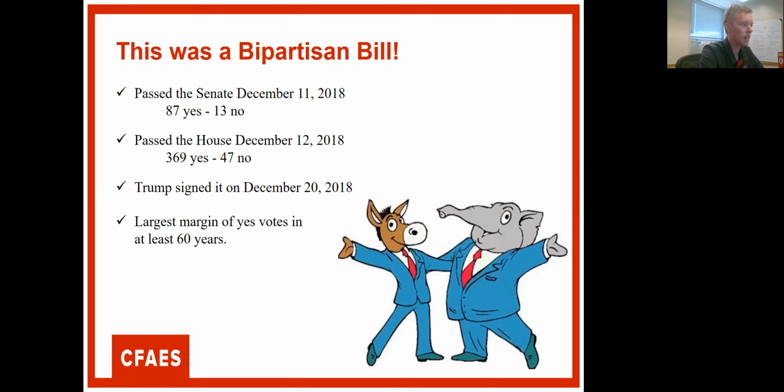But the final bill, once it came out of conference committee, was passed again by both chambers, by some pretty historic margins. In fact, the yes vote margin in both the Senate and the House was one of the largest we've ever had, and largest as far as I could go back. And then President Trump signed this bill on December 20th, 2018.